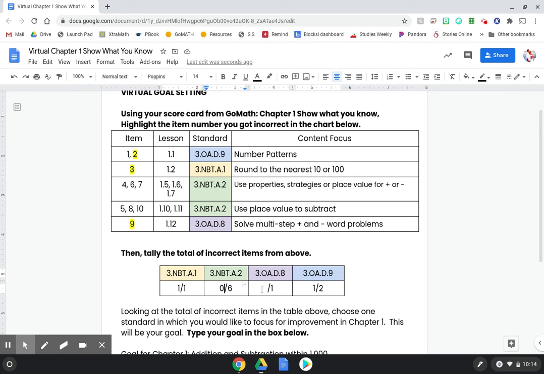And the last one, OA.8, I got 1 incorrect. There was 1 possible question and I got it incorrect. So I would mark 1 out of 1 incorrect.